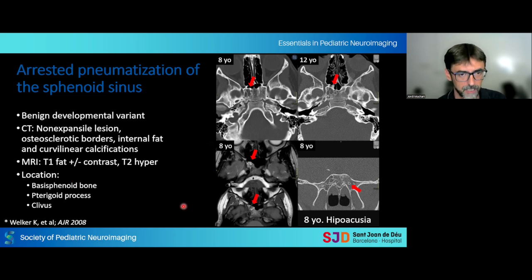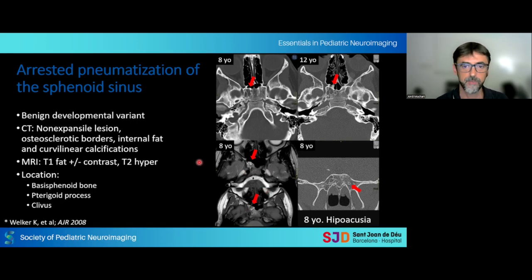I'd like to comment on this benign developmental variant, which is arrested pneumatization of the sphenoid sinus, something that you will commonly see in your studies, and your adult counterparts will come to you and ask, hey, what is this? This is nothing to worry about. You just have to check that it is a non-expansile lesion with osteosclerotic borders. It can have internal fat and curvilinear calcifications. You can see how it behaves in T1 here, which has fat, and also hyperintense in T2.